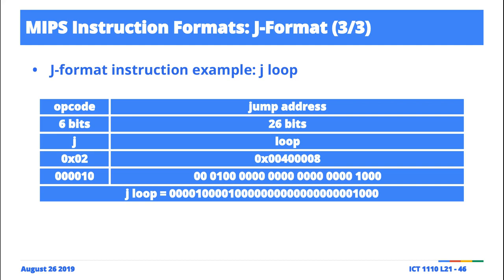And how does it do this? Assuming it's implemented using MIPS architecture, it looks at the first 6 bits: 1, 2, 3, 4, 5, 6. Oh, the 6 bits is a 2. So I know it's not an R format instruction. It has to be either an I or a J format instruction. But it knows that 000010 is a J format instruction. How? This is going to be decoded by the control unit, right?